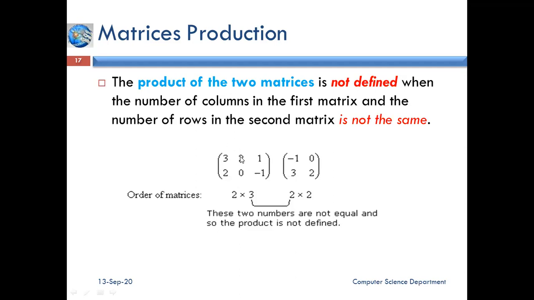First of all, we have let's say two matrices. First of all, before you're doing the production, check the sizes. First one is 2 by 3, and the second one is 2 by 2. Is the number of columns here equal to the number of rows here? No, they are not the same. In this case, you cannot make the production. You cannot multiply these two matrices. These two numbers are not equal, and so the product is not defined. You cannot do it in this case.